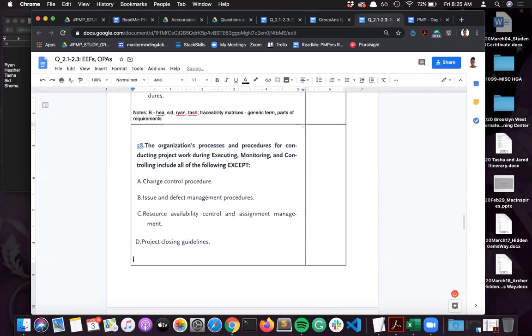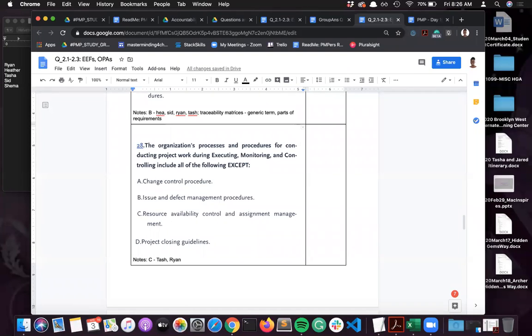Alrighty. The organization's process and procedures for conducting project work during executing, monitoring, and control include all the following except: A, change control procedure; B, issue and defect management procedures; C, resource availability control and assignment management; D, project closing guidelines. I'm going to go with C. Yeah, I'm going to go with C too. Wonderful. I feel like the exam does a lot of that, questions of except, where all of these are right, except one. Yeah, I hear this. Okay, let's see what we have. Executing, monitoring, and control.